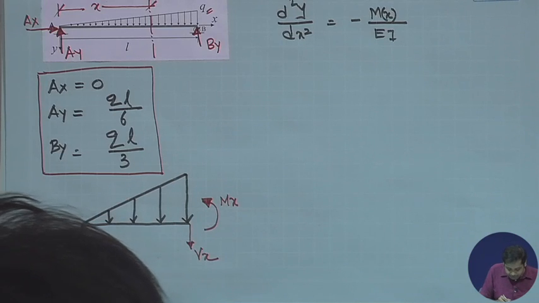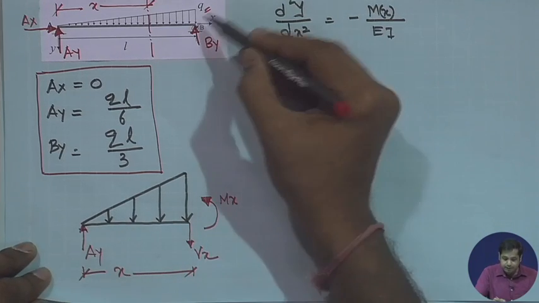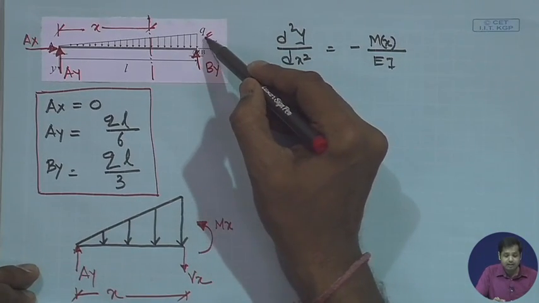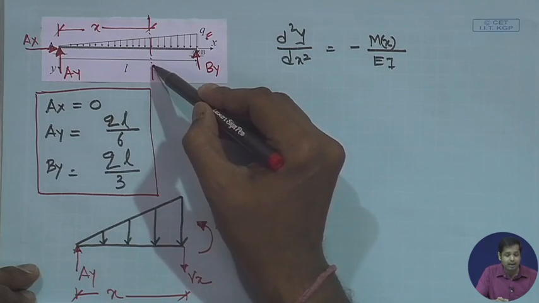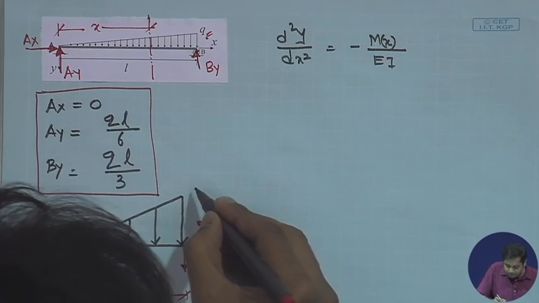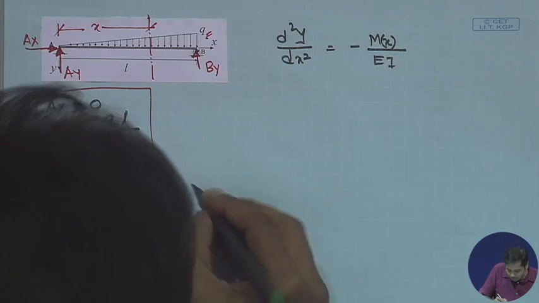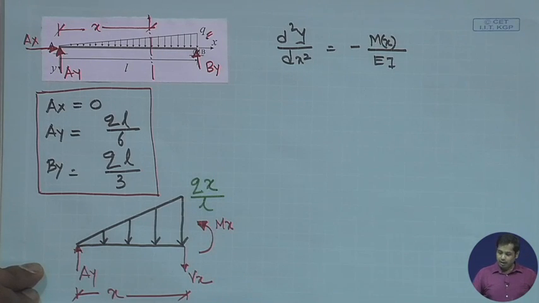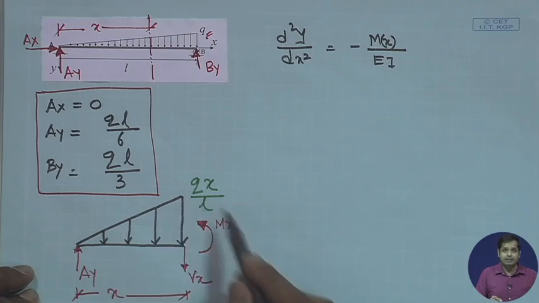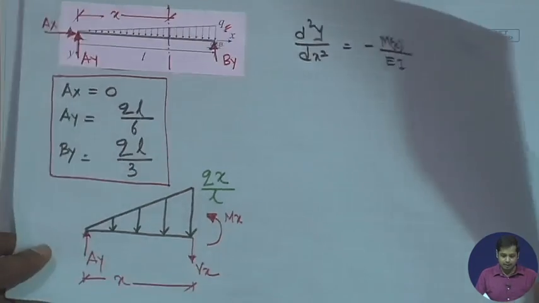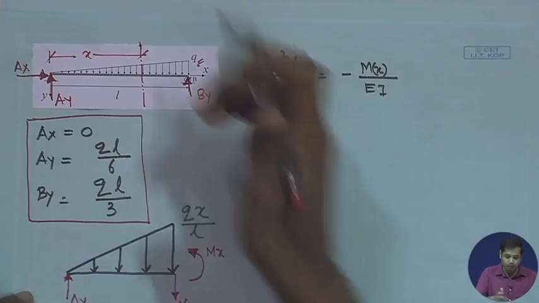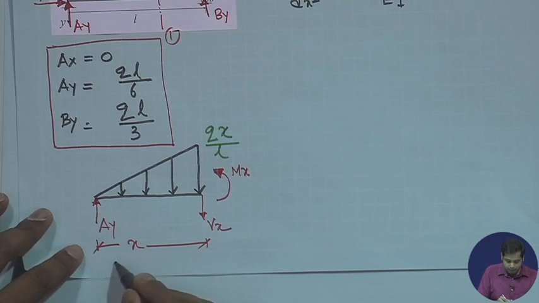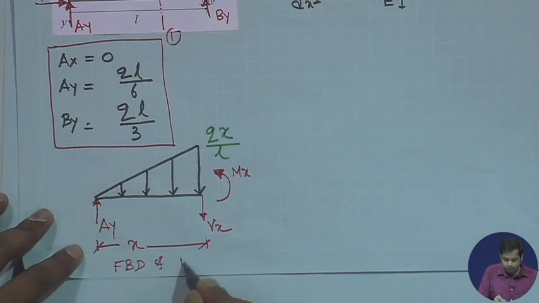Now if this distance is x, and if at a distance L the intensity is Q, then at a distance x the intensity of this load will be Qx by L. Okay, Qx by L. Now this is the free body diagram of the section, say section 1-1, so it is the free body diagram of 1-1.